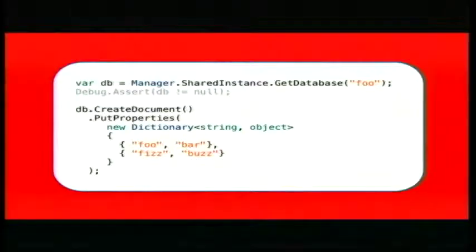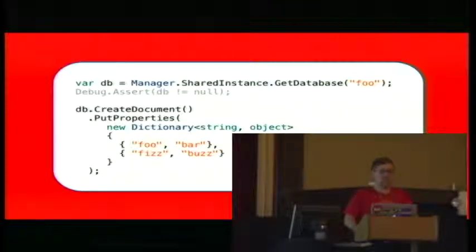And here's a very basic code sample of what it takes to save a document into the database. We get a handle to the database, in this case named foo, from this manager object. And it follows the get or create semantic here. So you'll notice, highlighted, we're asserting that the DB variable is never null. Once we've got a handle to the database, we just ask it for a new document, and we call put properties, which is effectively save, and we just shove in a good old-fashioned dictionary.